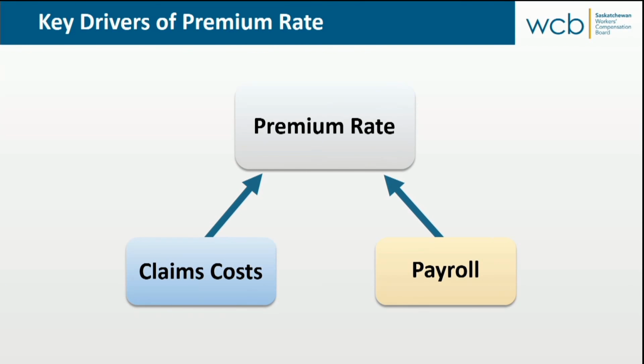It's important to note that there are two key drivers in the calculation of your premium rates: claims costs and payroll. The costs associated with workplace injuries that have occurred in the past help us project what future claims costs will be. The second component, payroll, is the employer payroll. Payroll is collected for all workers in all industries subject to coverage under the Workers' Compensation Act. Premium rates are set based on the ratio of claims costs to payroll.